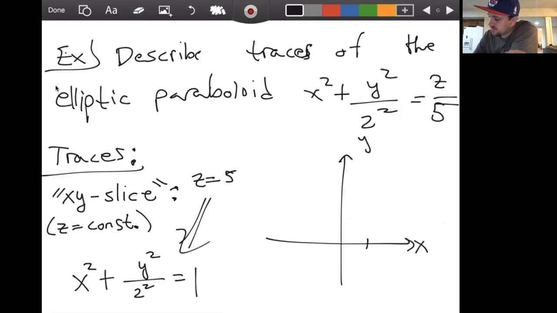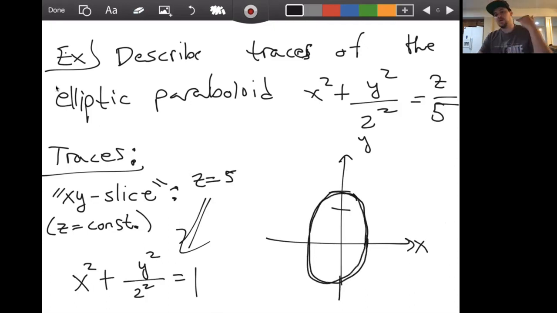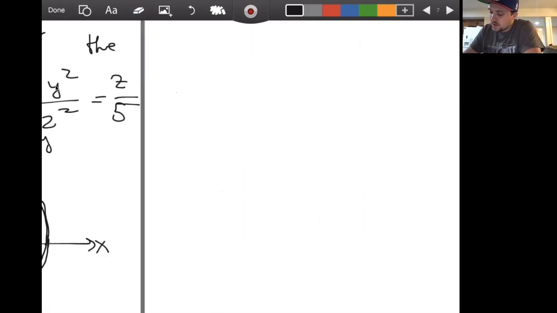So here's x, here's y, 1, 2. This looks a little more elliptic. And so this is our xy trace, an ellipse. It means, whatever our surface is, when we take a two-dimensional slice parallel to the xy plane, the result is an ellipse. Okay, that's interesting. So now, that was the first trace. What's the second kind of trace we could do? We could do an xz slice.